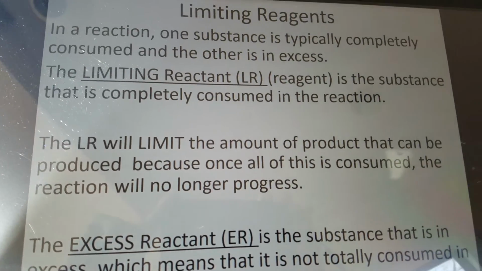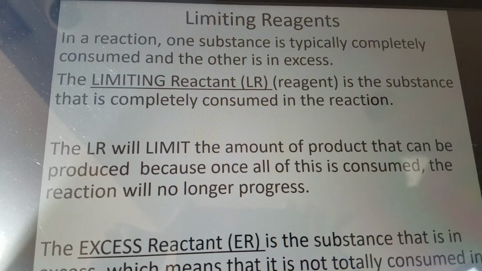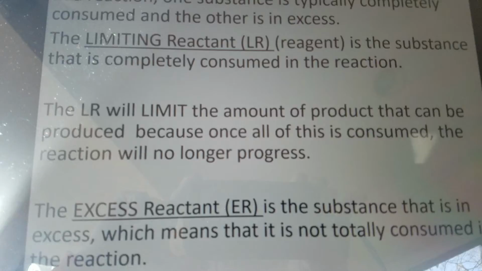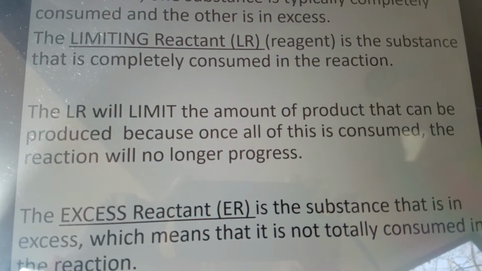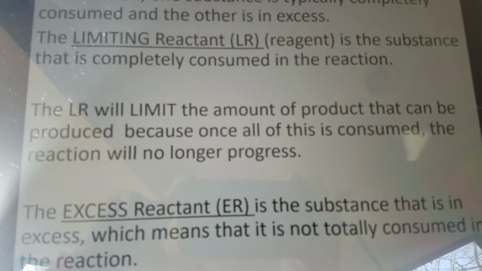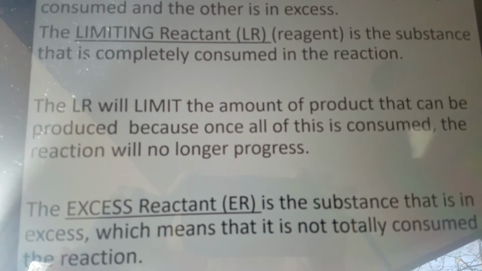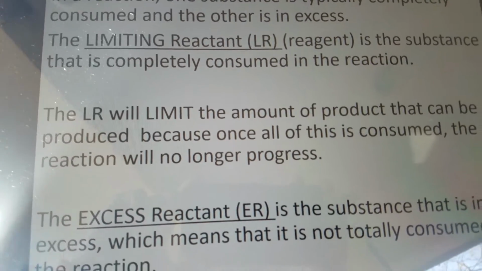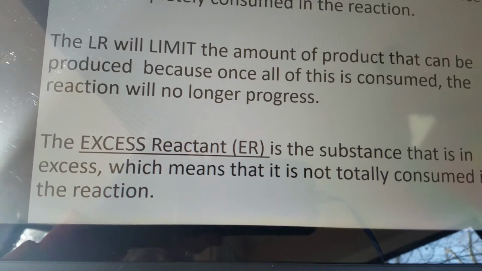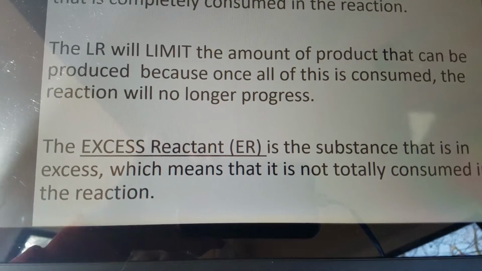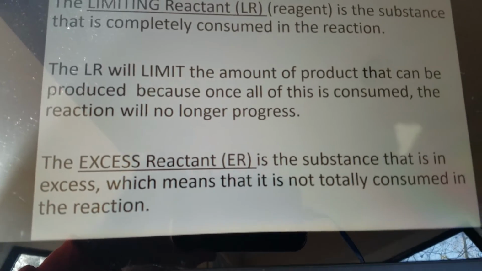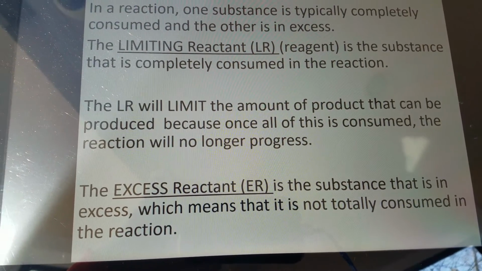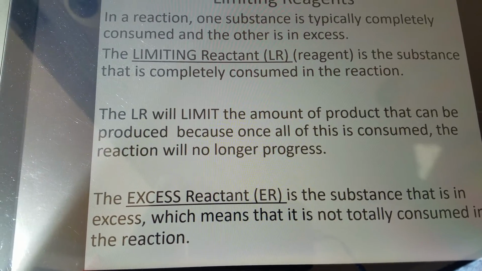First of all, the limiting reactant or reagent is the substance that gets completely consumed in the reaction. It will limit the amount of product that is produced because once it's all used up, then the process will end. The excess reagent, and I'm going to use LR for limiting reagent or reactant just to make it simple. The excess reactant is the substance that you will have in excess, which means it's not completely used up in the reaction. So you're going to be asked to determine which of the two reactants is the limiting reactant and which is the excess reactant.